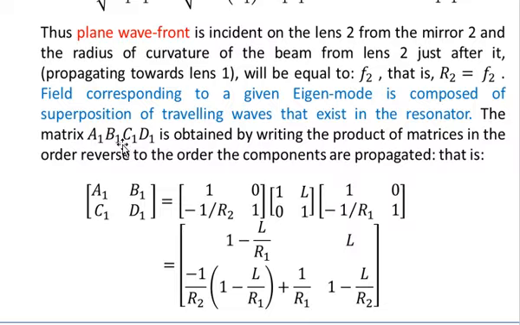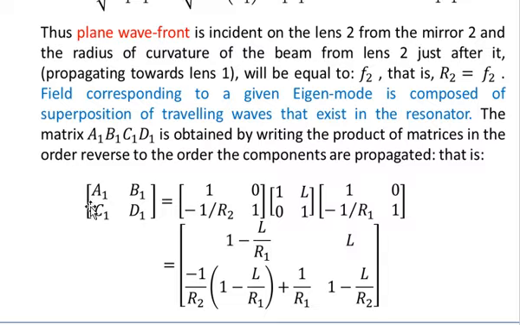The matrix A1, B1, C1, D1 is obtained by writing the product of matrices in the order reverse to the order that the components within that resonator are propagated. You see that earlier we have said that A1, B1, C1 and D1 is a matrix for one pass. That is, it is a matrix that takes care of the propagation just after the mirror 1 and just before the mirror 2. And similarly, just after the mirror 2 and just before the mirror 1, when A1 and D1 are interchanged.